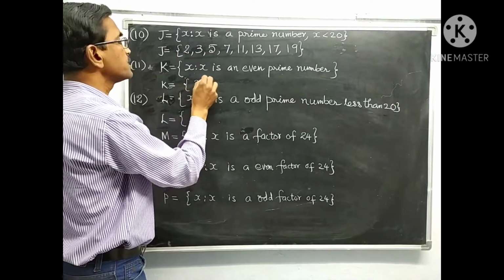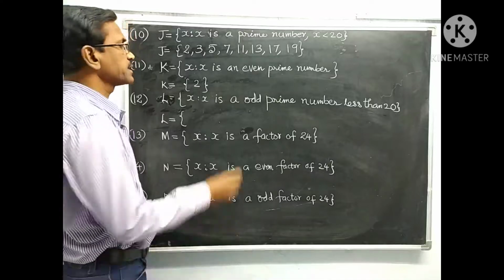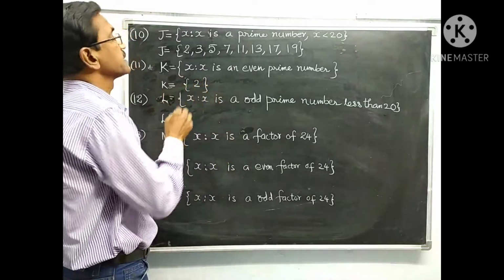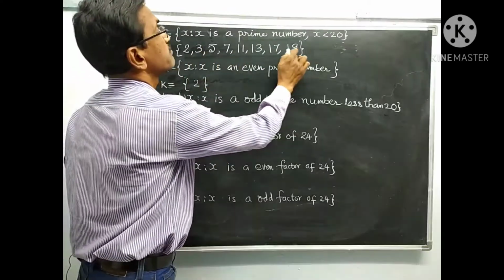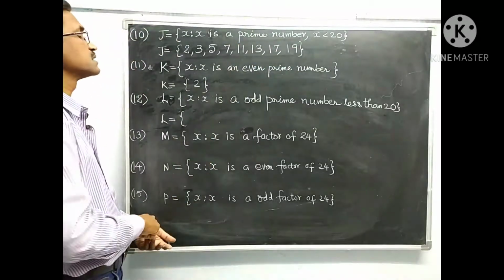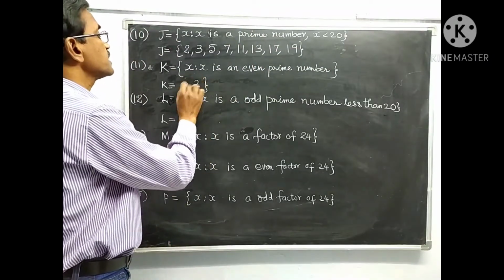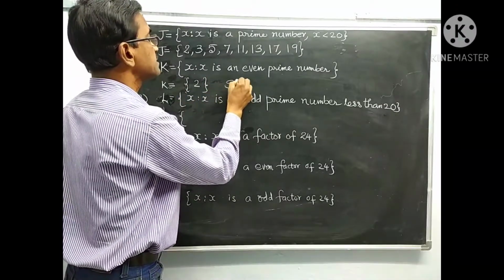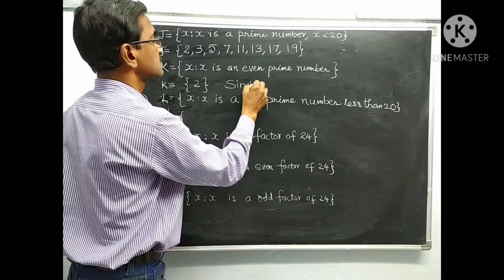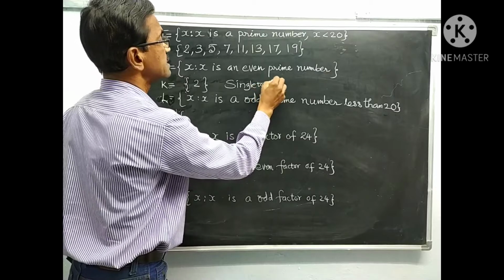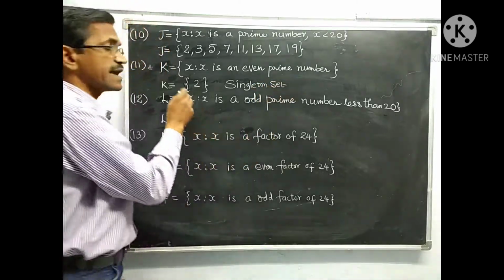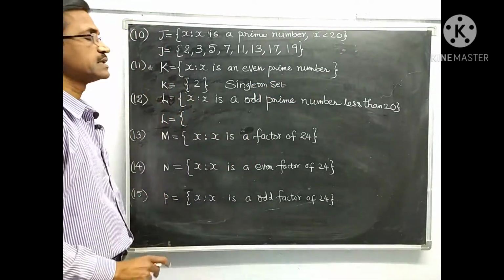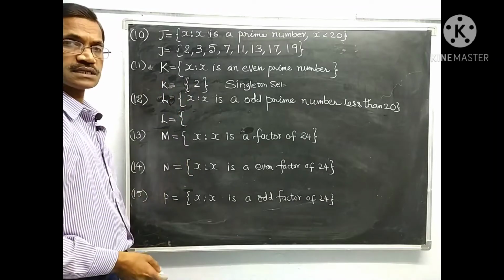Only 2 is an even prime number. All other prime numbers are odd numbers. This set has only one element. That's why this set is also called a singleton set. If a set has only one element, then it is called a singleton set.